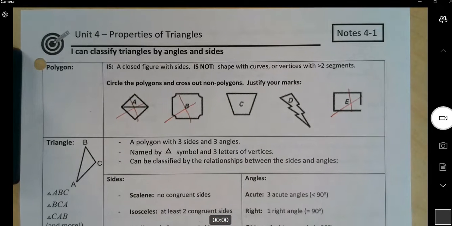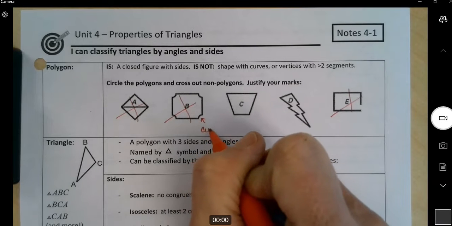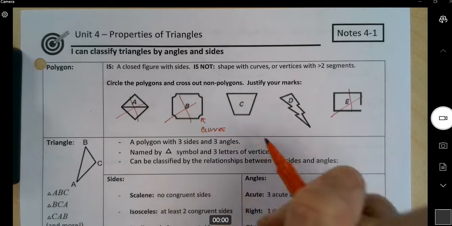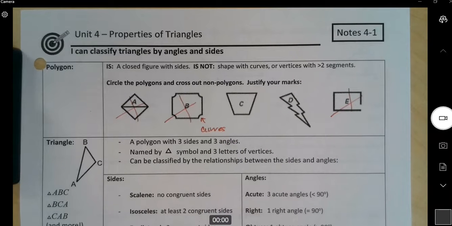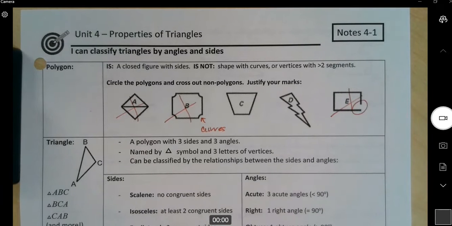Do we agree? Okay, let's start with the easy one. Do you see the curves in B? That means it's not a polygon. How about this one? Do you see how it's not closed? That means it's not a polygon.